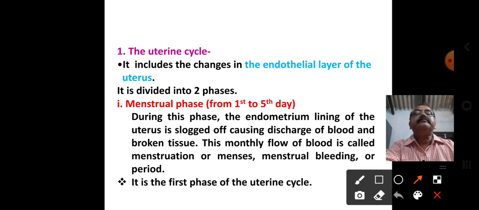The uterine cycle includes the changes in the endothelial layers of the uterus. It is divided into two phases. Phase 1 is the menstrual phase. It starts from the first day and continues up to the 5th day. In this phase, the endometrial lining of the uterus is sloughed off, causing discharge of blood and broken tissue. This takes place each month. This monthly flow of blood is called menstruation or menses.